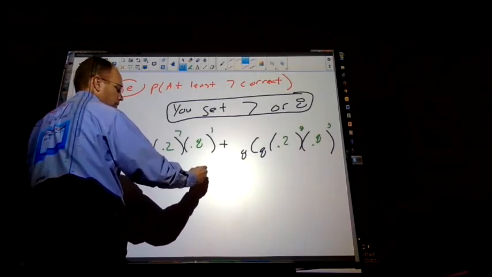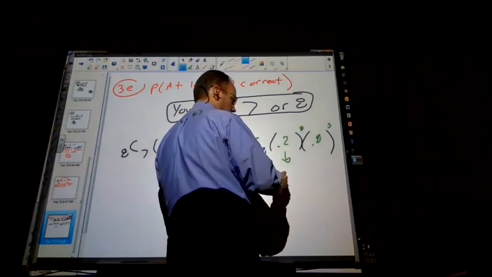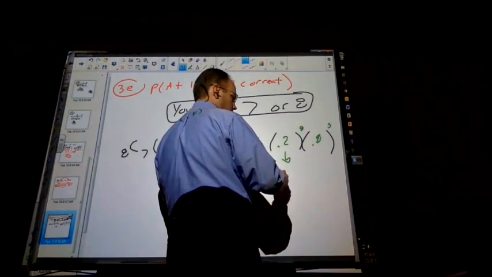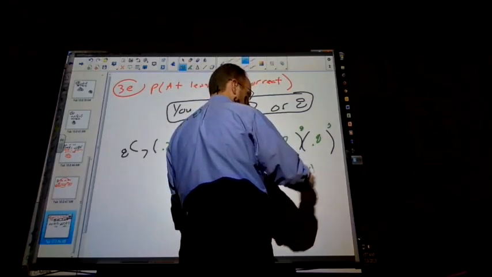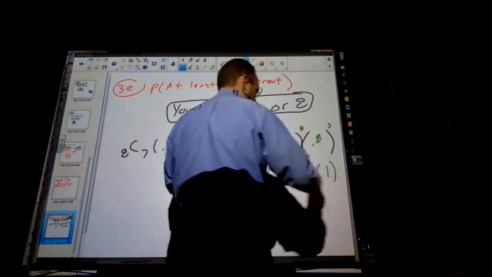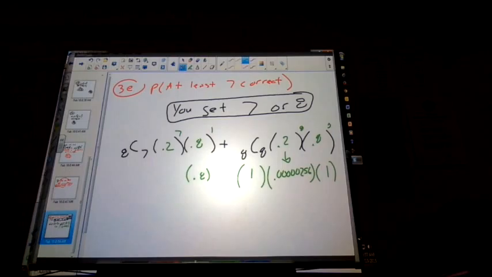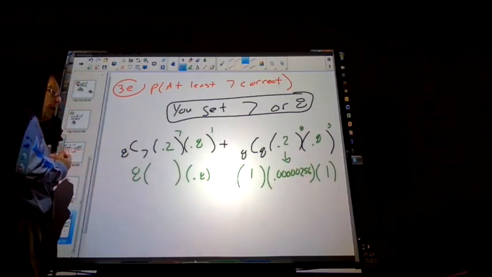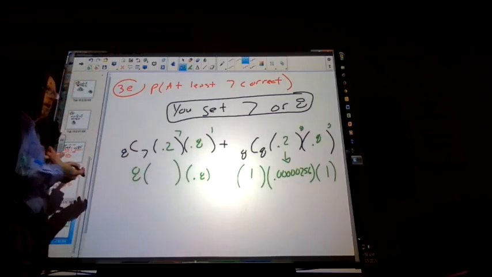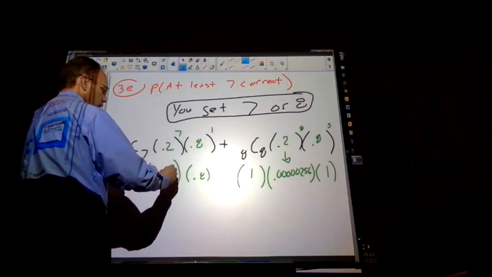I'll tell you what 0.2 to the 8 is. What is 0.2 to the 8? 2.56 times 10 to the negative 6. 8 choose 8 is 1, I believe. All right. What's 8 choose 7? This is 8. Yeah. 0.2 to the 7th power. 2, 4, 8. 2 then 4 zeros and then 1, 2, 8. 1, 2, 8. Yep. Sweet.